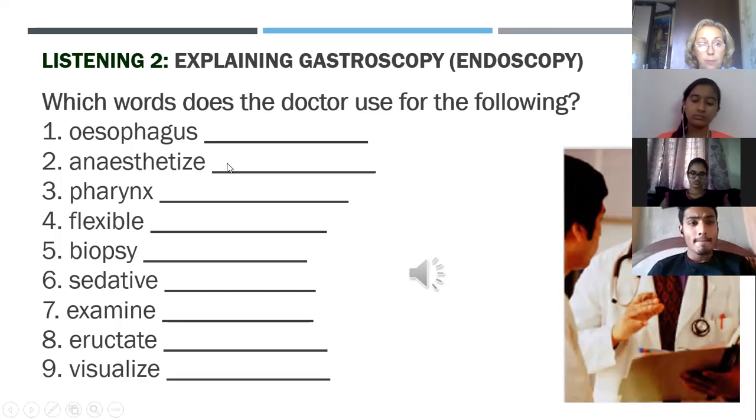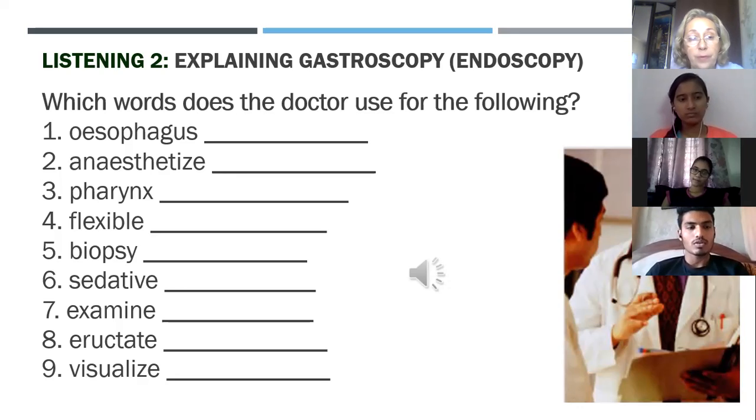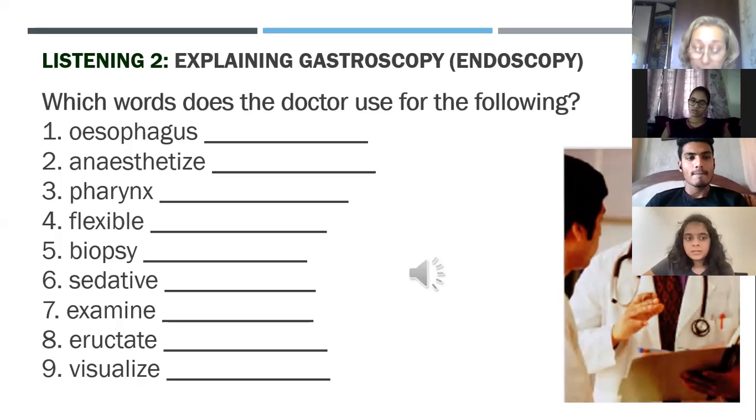Well, instead of esophagus, what does the doctor say? Gullet. Through throat. Gullet, yes. Instead of anesthetize, something to relax. Numb. So it says numb with a spray. Pharynx, throat. Throat, yes. Flexible and tube. Bendy tube, yes. Biopsy, take a tiny tissue sample. Yes, he says take a tiny tissue sample, yes.